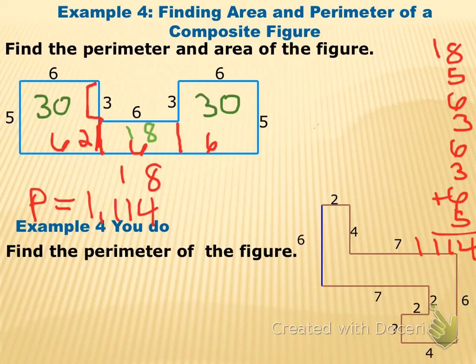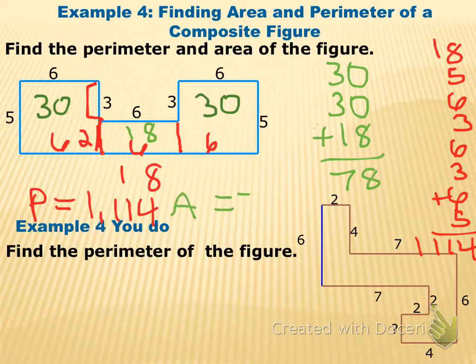Now we have the area of all 3 of these shapes. Now if you add all those areas together, you will find the total area of this figure. When we add those all together, we get 78. So we get the area is 78 units.